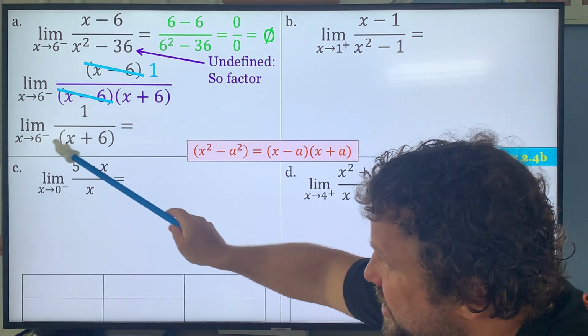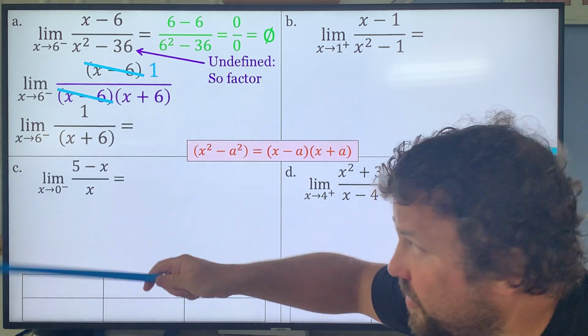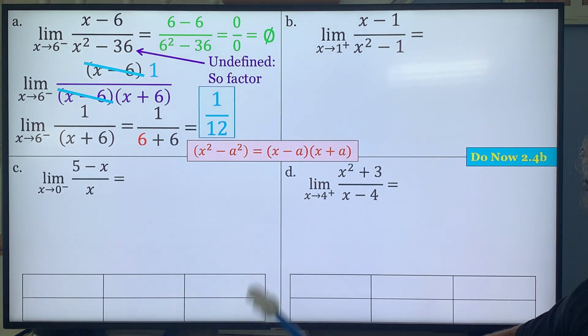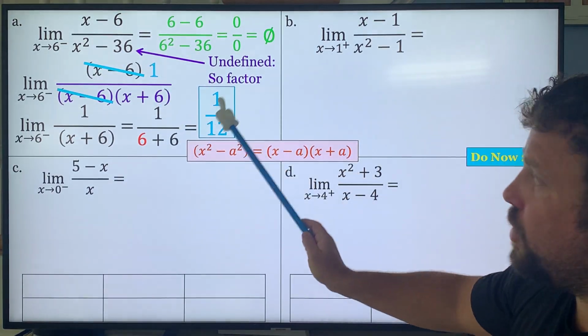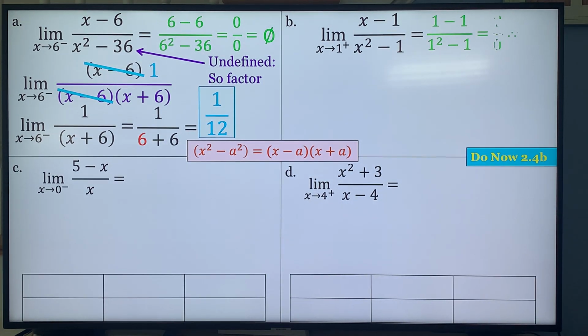Now, you plug in a 6 here, not a -6. This is a number slightly less than 6, like 5.9 repeating. So we'll just plug in 6, we'll estimate. 1 over 6 plus 6 is 1/12. And guess what? 6 from the positive would also be 1/12. Let's do this one. Plug in 1. Undefined is an answer. All right?